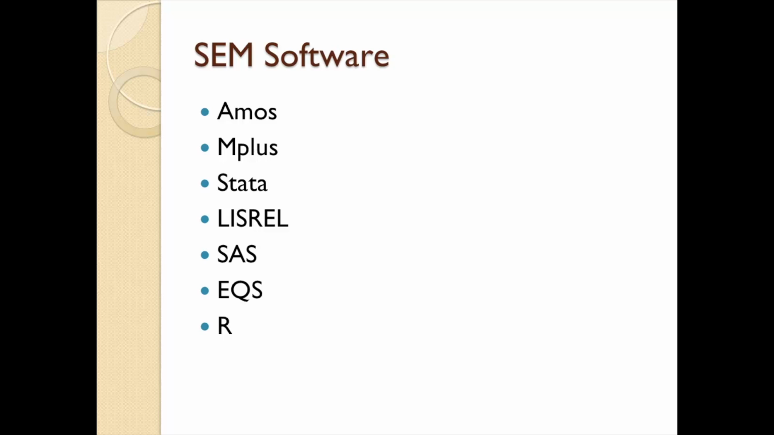LISREL is, I believe, the oldest SEM software. I'm not 100% sure on that, but that's the one I've heard about for the most years. And it's based solely on matrices. SAS has a SEM component. EQS and R is a famous one as well. So I'd like to show a couple of examples in AMOS and M+.